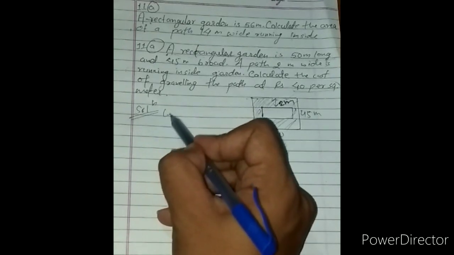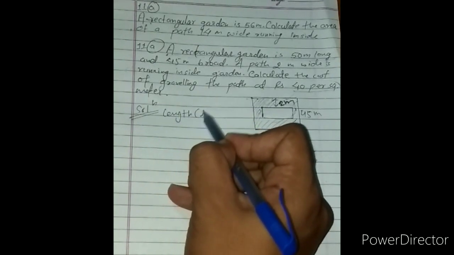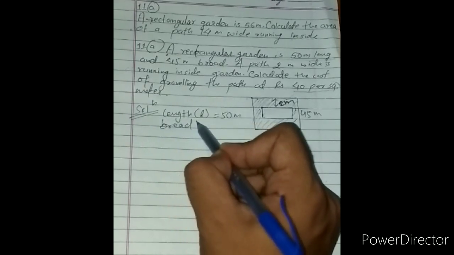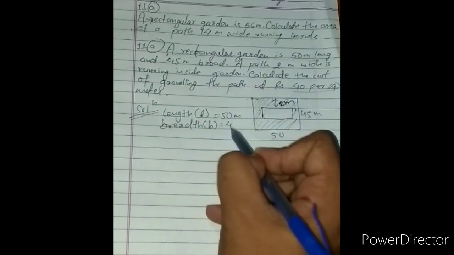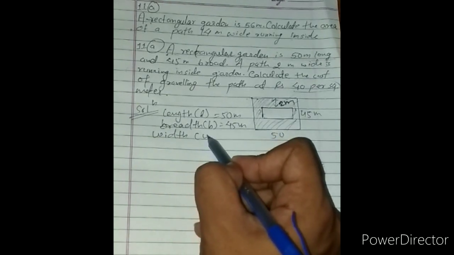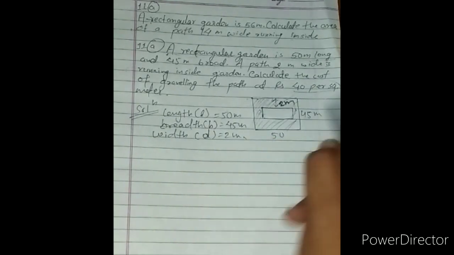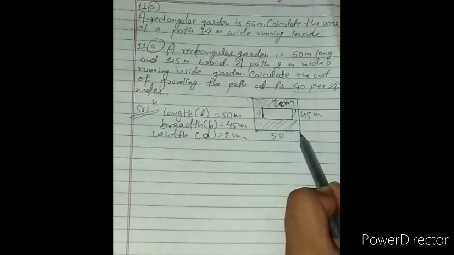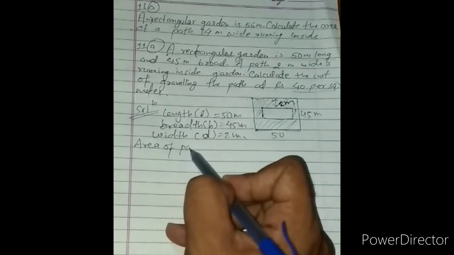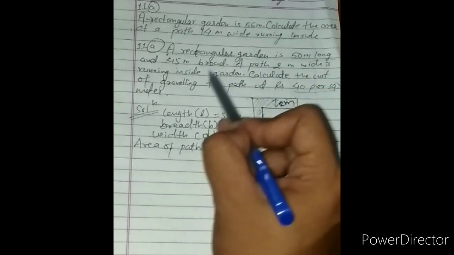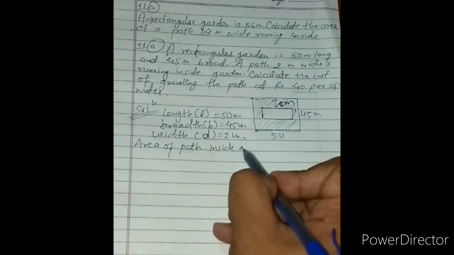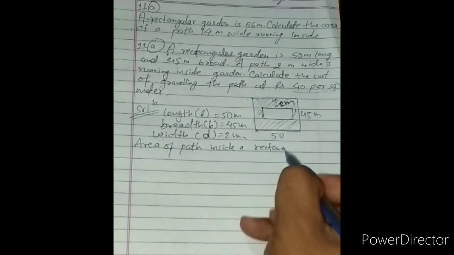Here length is given 50 meter, breadth is given 45 meter, wide is given 2 meter. Now is the path inside or outside? The outside value is not given, that's why it is area of path inside. It is given in the question also that the path is running inside. Area of path inside a rectangle.